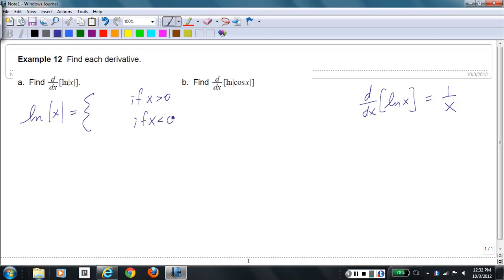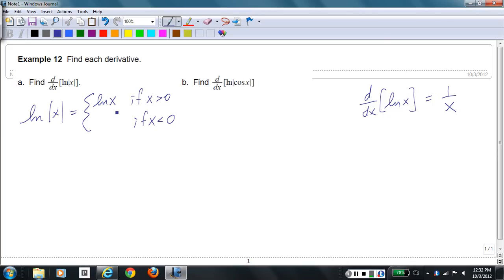What would be the value of this function? It's undefined. It's undefined, that's right. Absolute value of 0 is 0, natural log of 0 is undefined. So there's a case when x is greater than 0, there's a case when x is less than 0. So this would be just the natural log of x.